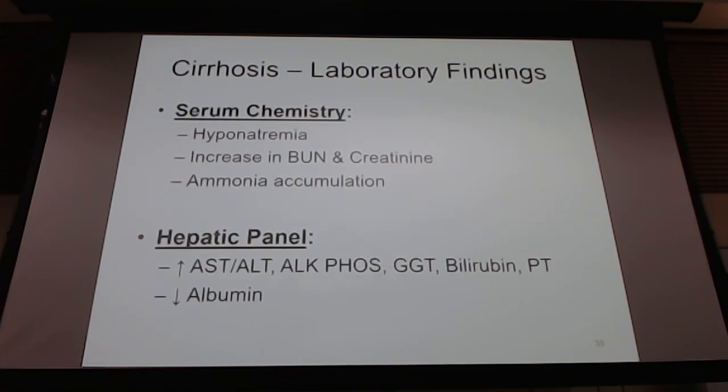Other serum chemistries: these people are drinking, they're not taking care of themselves. There's not a lot of salt in alcohol. So hyponatremia, increase in BUN and creatinine because the liver should be taking care of that, and it's not. And then ammonia accumulation is one of the worst things that we're going to start seeing there. So again, they're drinking: increased AST, ALT, alk phos, GGT, bilirubin, PT, and decrease in albumin from the inflammation.